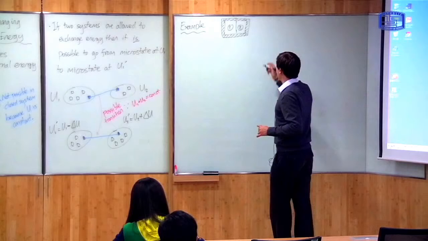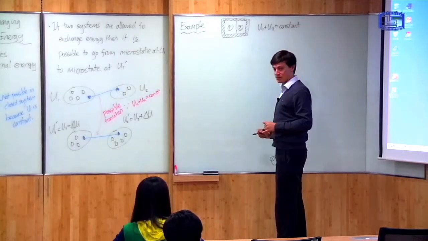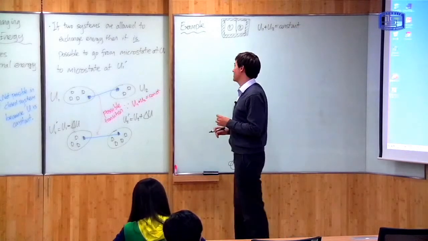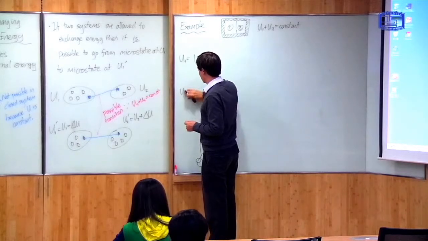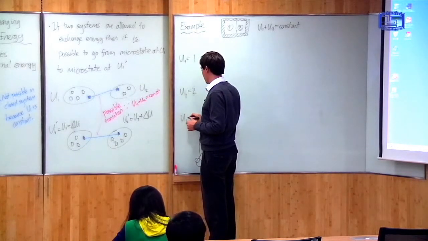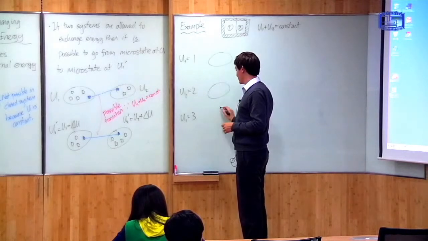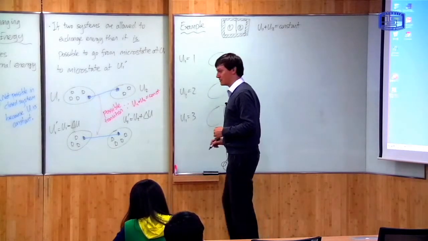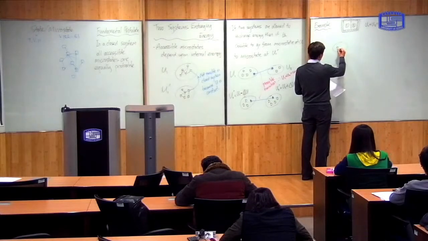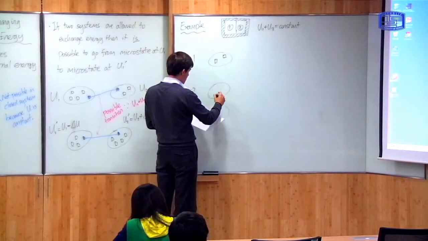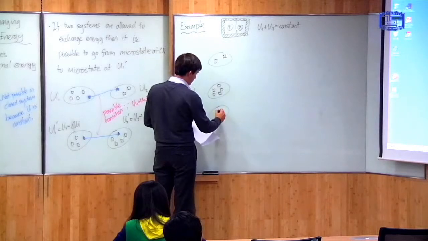That's it. So here, U1 plus U2 is a constant, because total energy is conserved. But the energies of each system individually can change. And I'm going to take a very simple example where U1 is either equal to 1 or 2 or 3. So for each of these values of energy, I have a certain number of microstates which are accessible. I'm going to take the example where here we have 2 microstates. Here we have 5 microstates. And here we have 3 microstates.